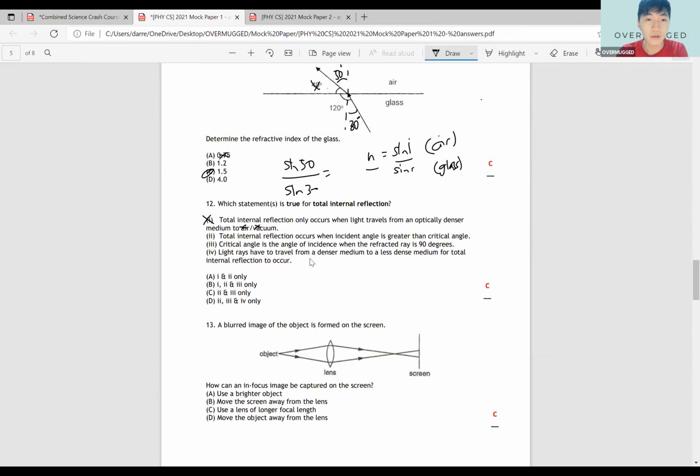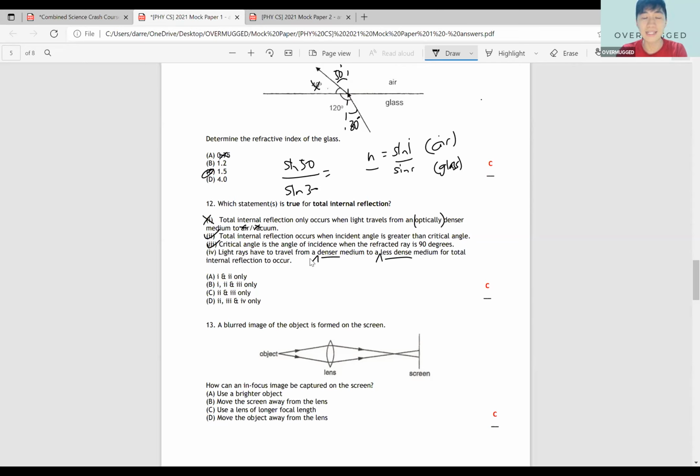Okay, total internal reflection, yes, when I is greater than critical angle. Yes. So these two are true. Yes, Snell's law only applies when you're comparing two mediums where air is not one of them. Now, what is wrong with statement 4? Take note here, it says denser to less dense. What's missing? It should be optically denser to optically less dense, right?